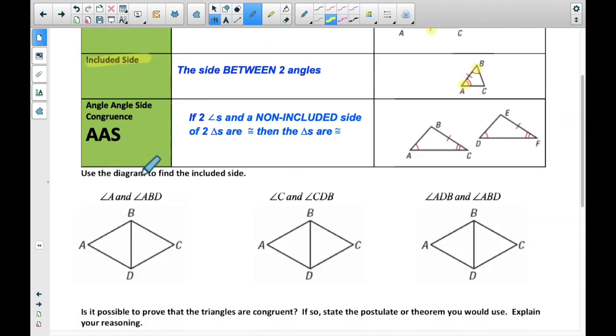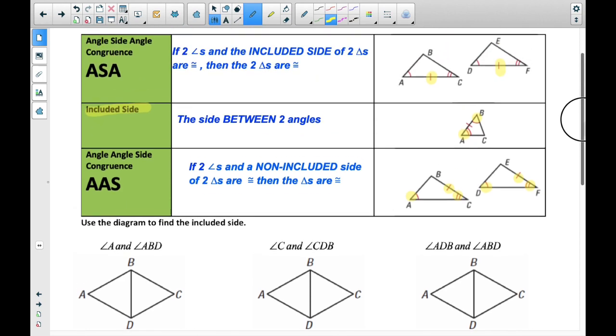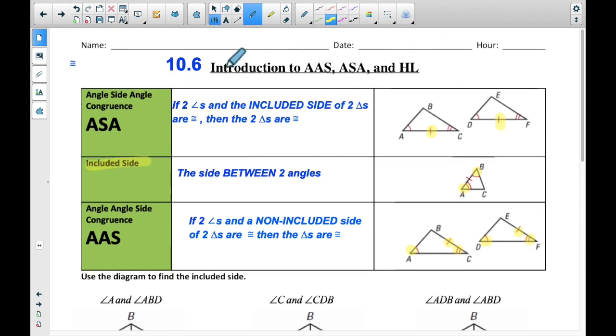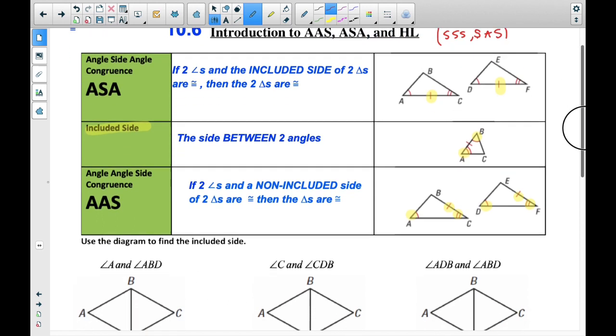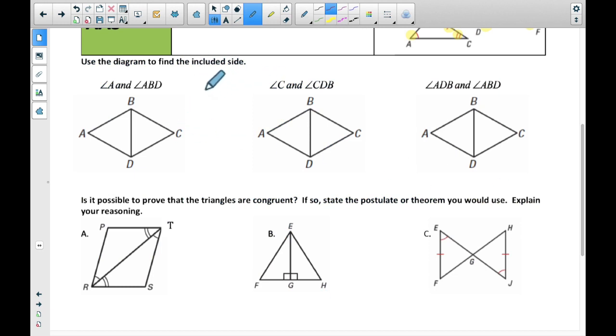And then we have the angle, angle, side congruence, and that is if two angles and a non-included side of two triangles are congruent, then the triangles are congruent. So here we have angle, angle, side. This time the side is not in between. So we have had several options so far. We had the two from the other day, side, side, side, and side, angle, side. And now we have angle, side, angle and angle, angle, side. So we've got four that have these three letters in them, and then we have one that has the two letters. Let's practice a little bit on how to find the included side.